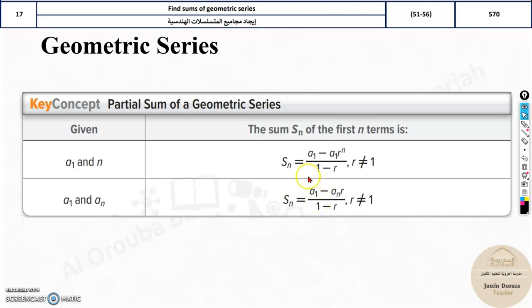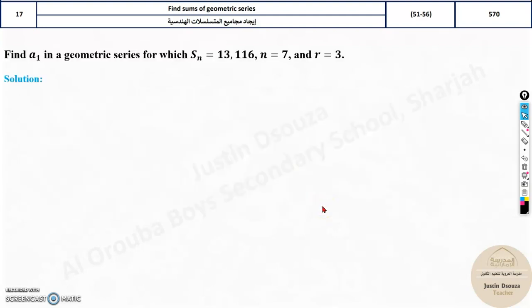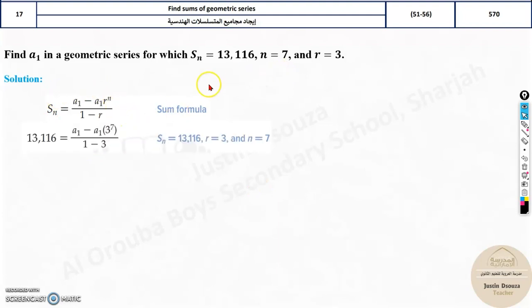So how do you know that? You need to memorize all the formulas. I mean, not all, just two formulas over here. In the first formula, you can see a1 minus a1 r^n. So whenever a1 is repeated again, r to the power of the nth term is there. Whereas in the other formula, it's a1 minus an r, and there is no power. So that is the difference. So over here, use the first formula and now just do the substitution.